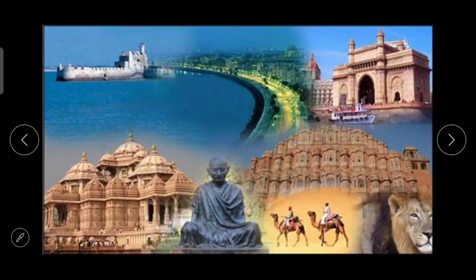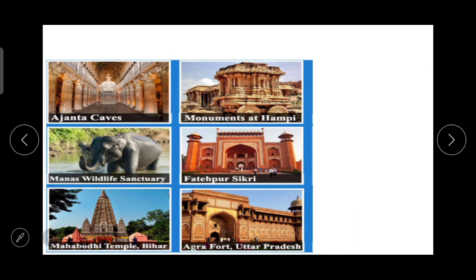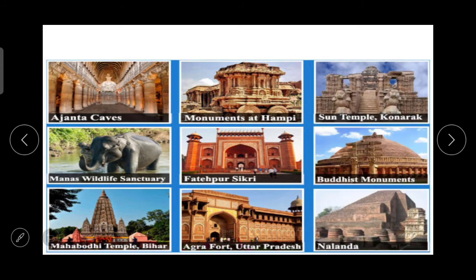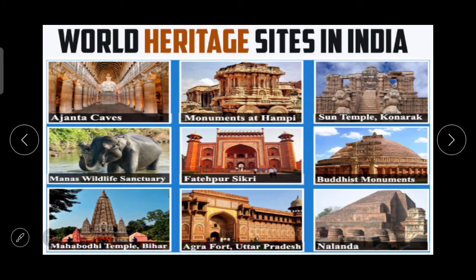Then next on the screen, Marine Drive of Mumbai, when we talk specially about Mumbai. Then the Gateway of India. Now here, Ajanta Caves, monuments at Hampi, Sun Temple at Konark, Manas Wildlife Sanctuary, Fatehpur Sikri, Buddhist monuments, Mahabodhi Temple at Bihar, Agra Fort in Uttar Pradesh, Nalanda University or Takshashila. These are places which are now in other countries also, but all these places are tourist attractions.